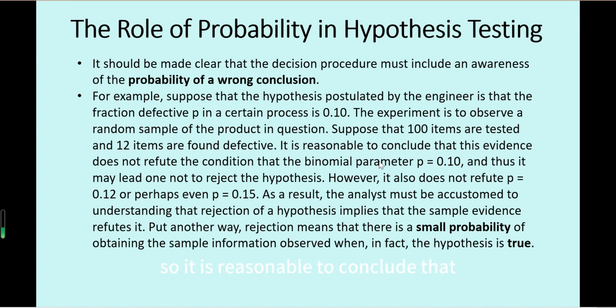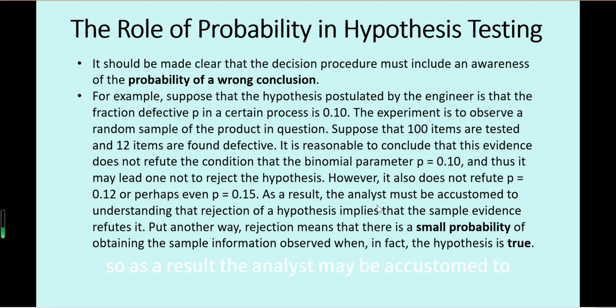So it is reasonable to conclude that this evidence does not refute the condition that the binomial parameter p equals 0.10, because this is about 0.12. It's quite close to 0.10 in the statement. The sample is quite close to the statement, so we do not refute it. However, it also does not refute p equal to 0.11, 0.12, or perhaps even 0.15; we do not refute.